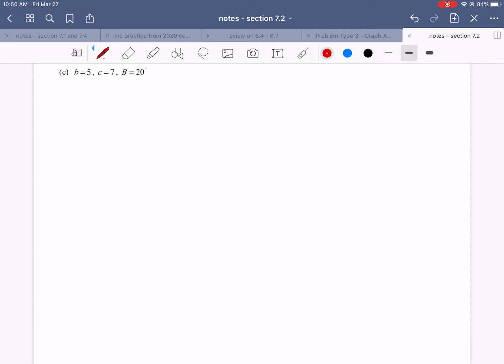Okay, in letter C, we are once again given side-side-angle. And so we're going to set this up using the law of sines, trying to determine how many triangles there are and solving all of the triangles that possibly exist. So I notice here, I've got the B ratio, and so I'm going to go ahead and set that up. 5 divided by the sine of capital B, which is 20, and I'm going to set that equal to the C ratio, which is little c, which is 7, divided by the sine of capital C, which I don't know yet, and that's what I'm going to be trying to solve for.